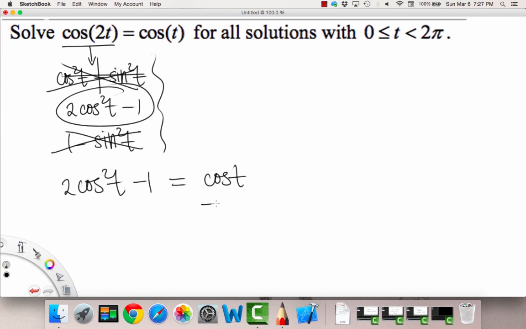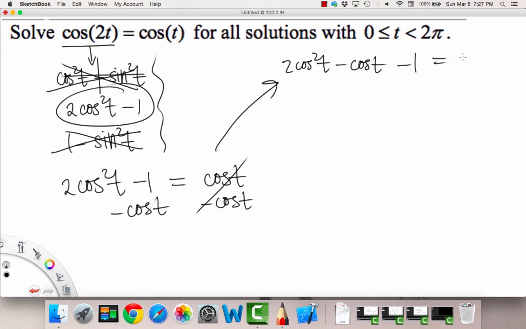Let's subtract this over to the left-hand side. When we do that, we get 2 cosine squared t minus cosine t minus 1 is equal to 0. This might look a little bit familiar. It looks like a quadratic function, and it basically is, where cosine t is kind of like our x. So what we can do is just factor this.